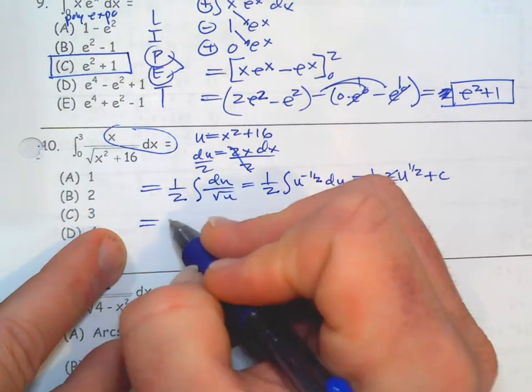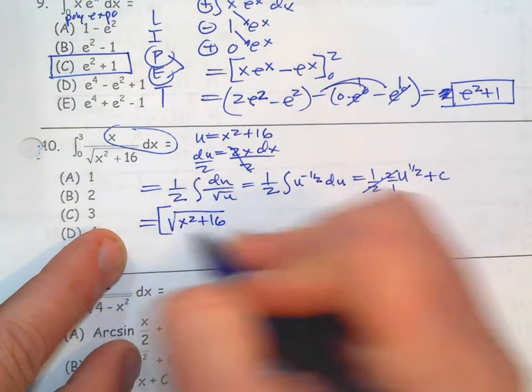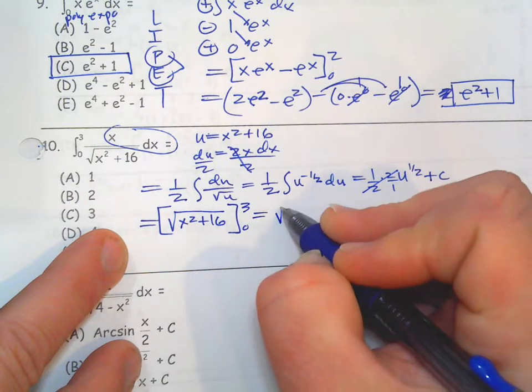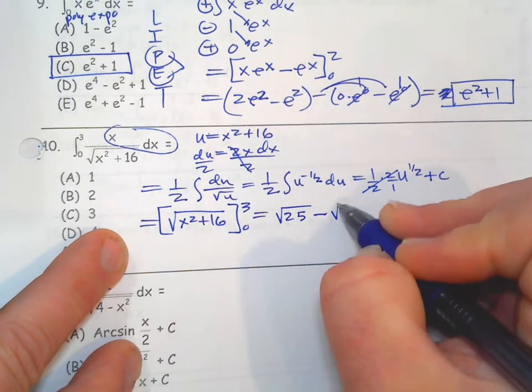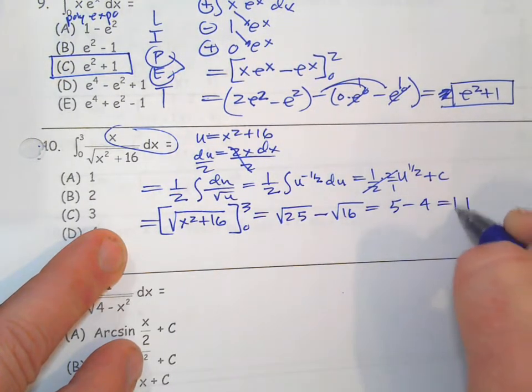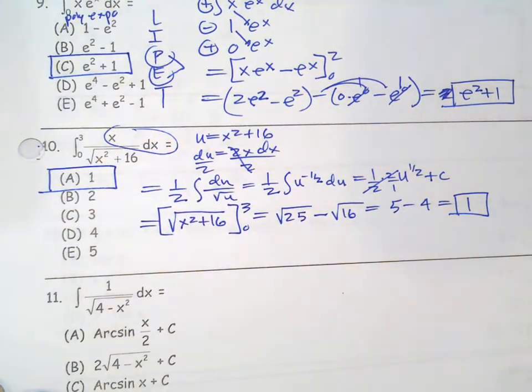You need to change it back to its original variables, and this is a definite integral, so we still got to plug the limits in. So this is going to be square root of 25 minus square root of 16. It's going to be 5 minus 4, which is 1. Won't work out simple.